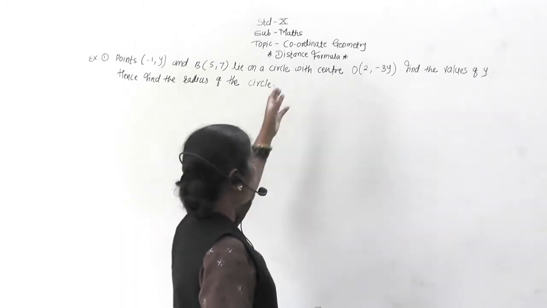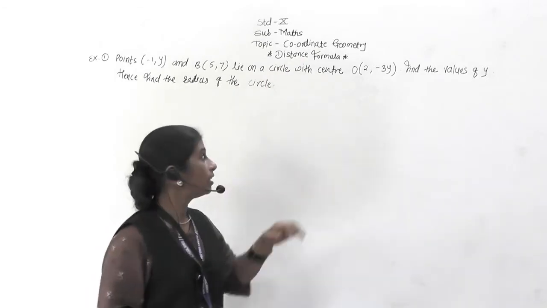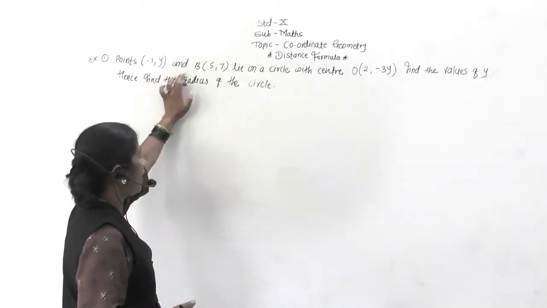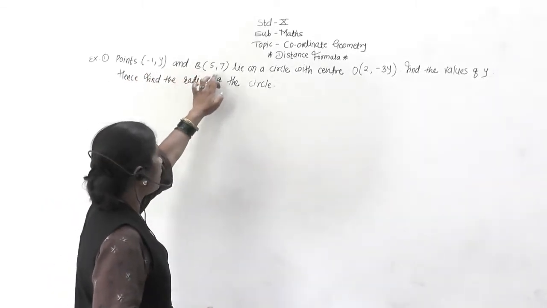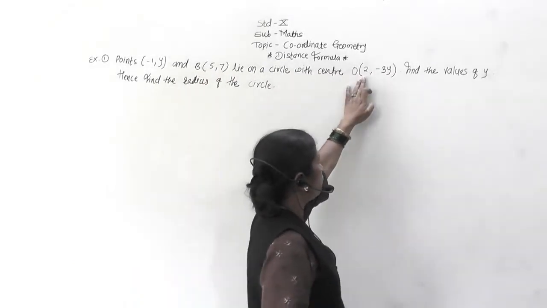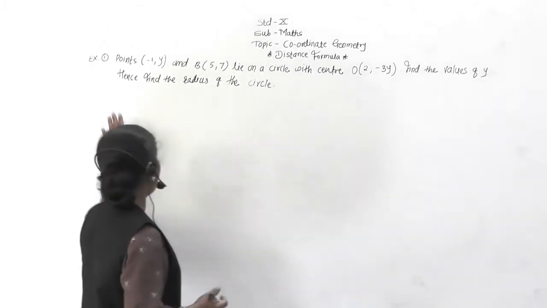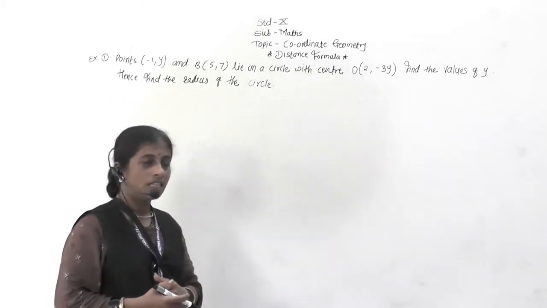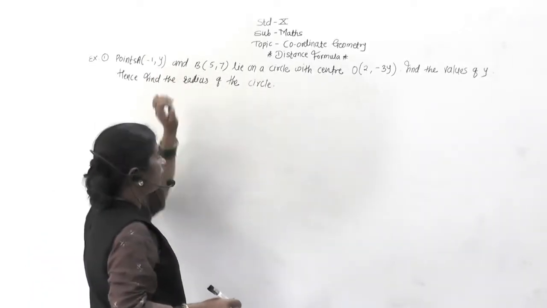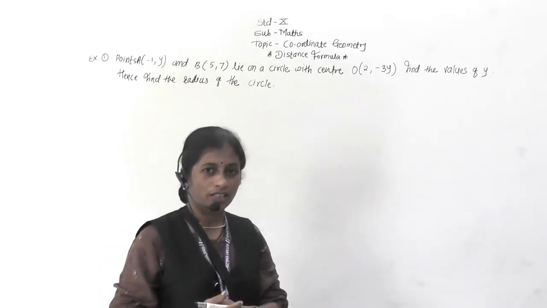Examples from coordinate geometry, we will use the results of that, correct? Now, the example: the points A(-1, y) and B(5, 7) lie on the circle with center O(2, -3). Find the value of y and hence find the radius of the circle. These two points lie on a circle.